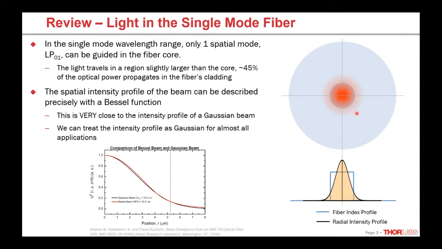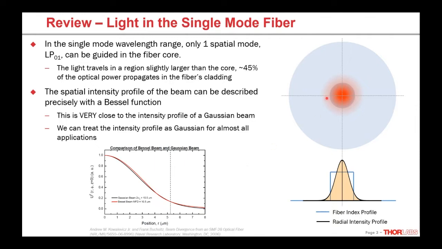Actually, it extends larger than the core to the extent that about 45% of that optical power travels through the cladding. If we want to talk about this spatial intensity profile, it can be precisely described with a Bessel function, which gets complicated pretty quickly. Luckily for us, it's very close to the intensity profile of a Gaussian beam. And by very close, you can see a comparison here in this graph. So close, in fact, that for almost all applications, we can really treat this intensity profile that travels down the fiber as Gaussian. And you'll see that really simplifies things in a lot of the material we're going to cover today.